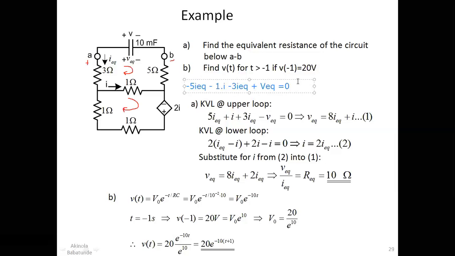So if you rewrite these and you want to make VQ the subject of the formula, what you are going to have is V equivalent will be equal to -5 minus 3 will give us -8. If you take -8 to the other side, this will give us 8 I equivalent, okay, and then plus I times 1 will certainly just be I. All right, this is what you're going to have. So this is labeled as equation 1, as you can see here. That's exactly how we got this equation 1 here. All right.